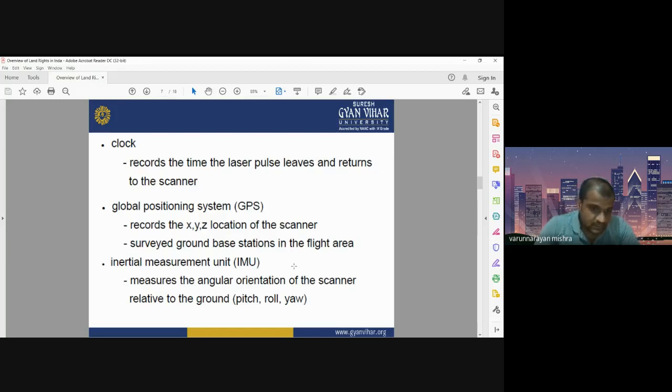Okay, and a very important component of a lidar is the inertial measurement unit. In short, we call it an IMU.